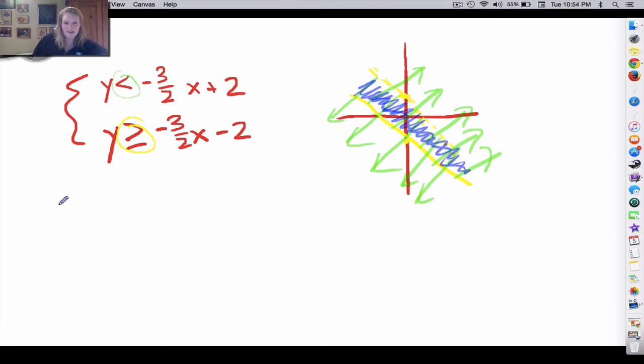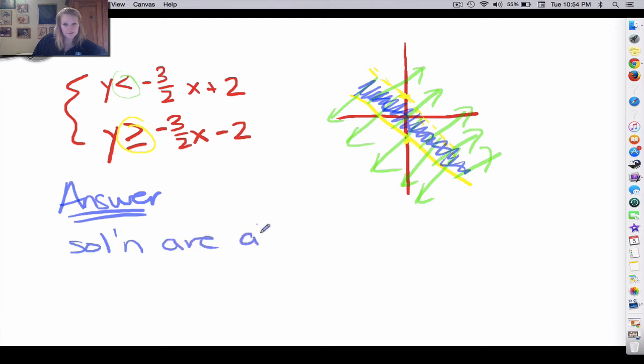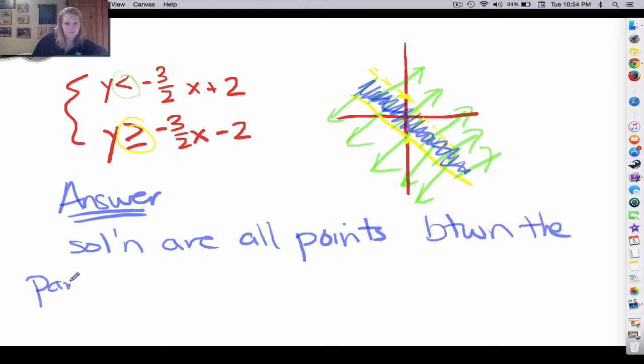And so what you would say, your answer would be, I love this color. Your answer would be: solutions are all points between the parallel lines and on the solid line.